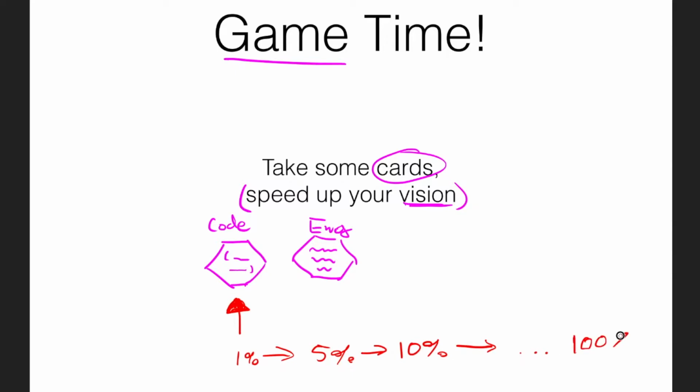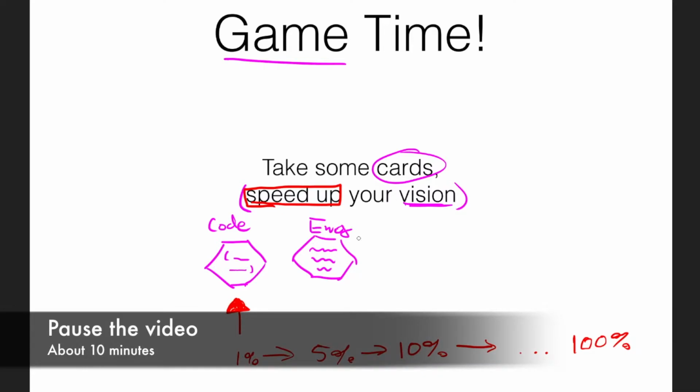And not just on one card. You'll actually be training a skill where you look at a card and then you understand 100% of it right away. That's how you speed up your vision, through exercises like these. Whoever's running this activity can pause the video now and give you a few minutes to do this challenge.